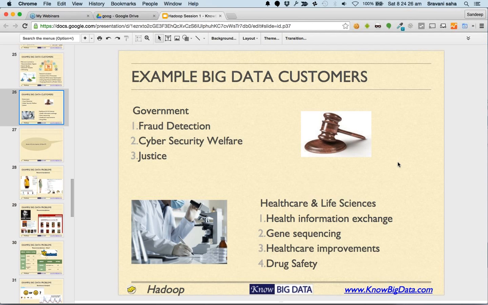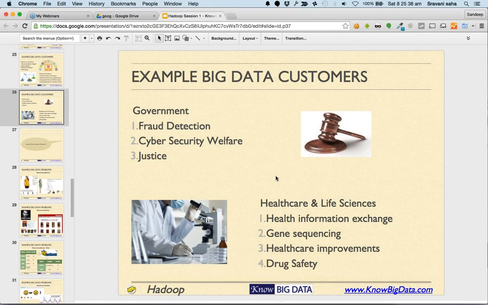Healthcare and life sciences: health information exchange, gene sequencing, healthcare improvement and drug safety are a few of the areas where healthcare and life sciences are very important. Just like in telecom, even the smallest problem in healthcare becomes a big data problem, because the information gathered during healthcare is tremendous. Most of the statistics and data science has come from healthcare, including A/B testing, the one we discussed. A/B testing is a concept that came from healthcare.